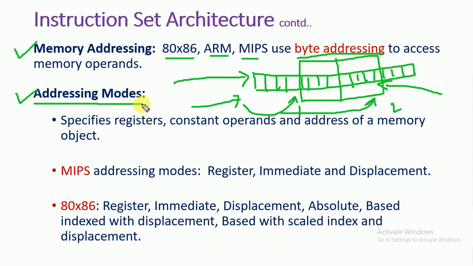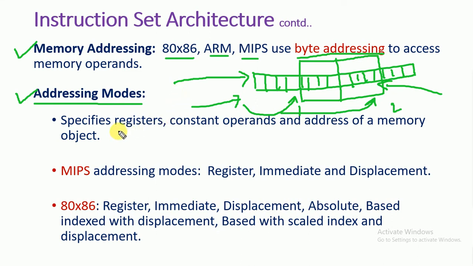Whatever we write, for example add a comma b, we need to access the content of a and the content of b. That was mentioned in the previous case, memory addressing, how it can be addressed. Now how can we write that? For adding a and b, I am using one register for a and another register for b. In which format we are using that instruction? That is called addressing modes.